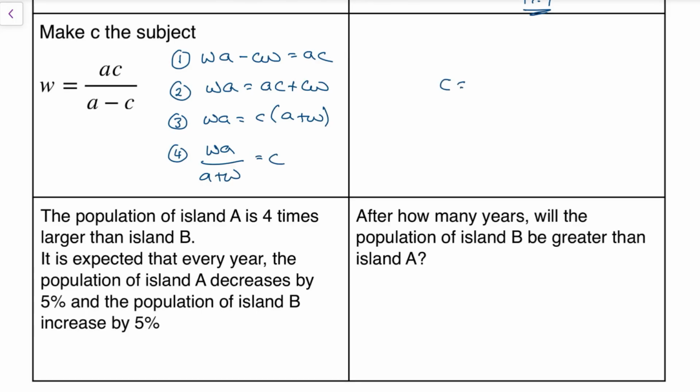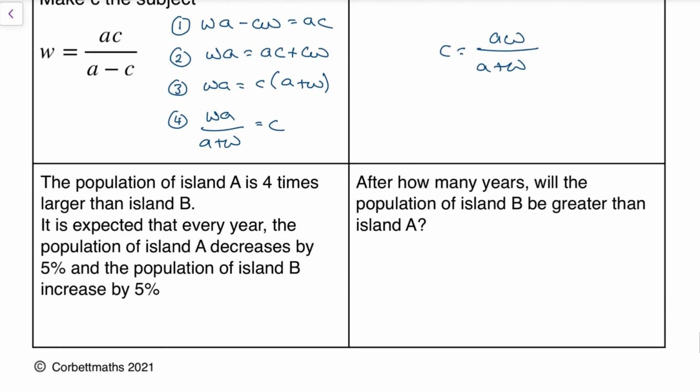So let's write it nice and neatly over here. So C equals AW. Doesn't actually matter about the order of the letters, but I quite like them to be alphabetical, slightly neater. Either way, it means that C equals AW over A plus W. Question done. Final question. The population of island A is 4 times larger than island B.